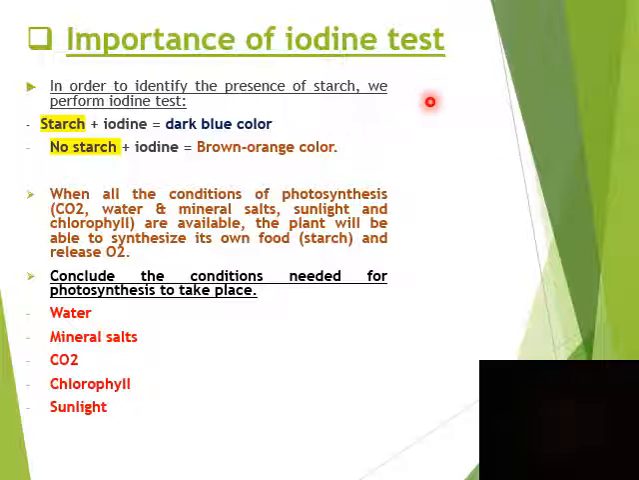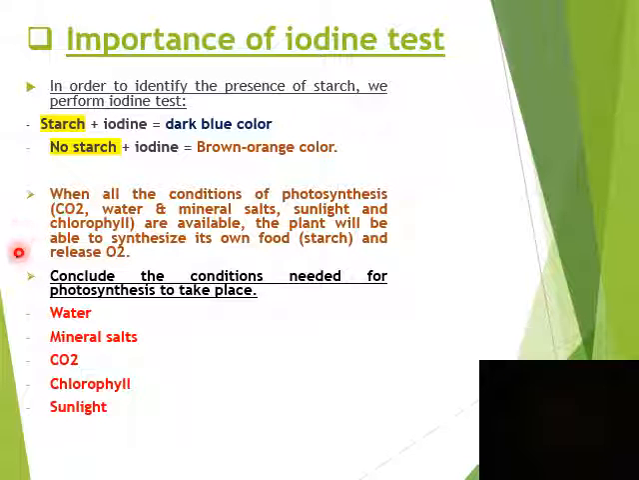So a positive result means we obtain a dark blue color due to the presence of starch, and iodine in the absence of starch will remain the same brown orange color, and it will be considered a negative result.